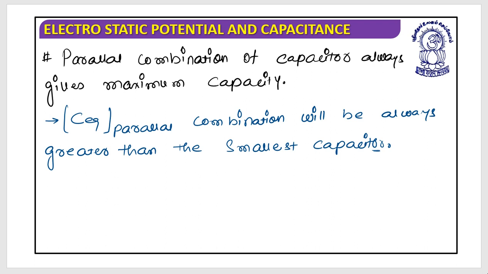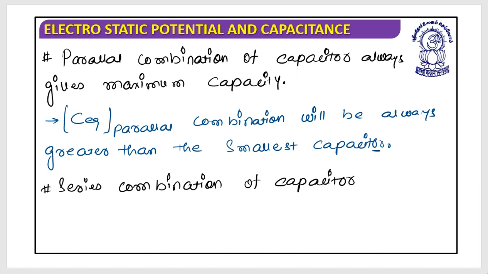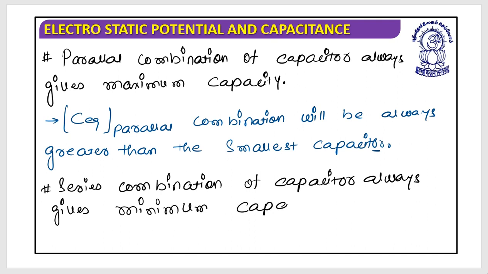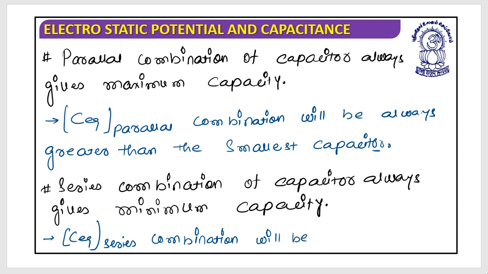Yes, and when I write for the series, I can have that a series combination of capacitors always gives minimum capacity, and C equivalent of a series combination will always be smaller than the smallest capacitor.